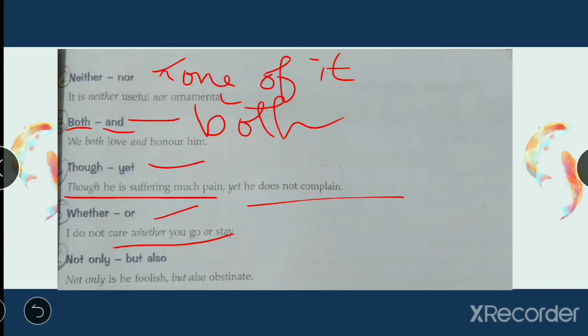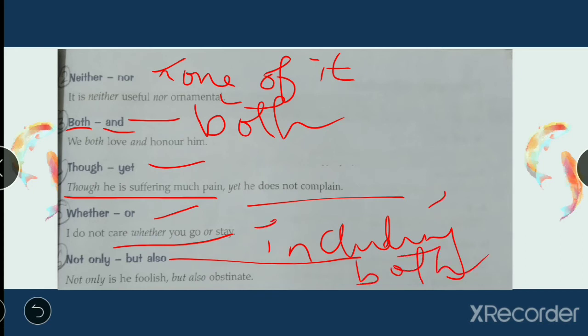Clear? Next, not only but also. Now, not only but also means you're including both. You're including both. How? Not only he is foolish but also obstinate. Not only he is foolish, वो दोनों है, foolish भी है और obstinate भी है. When you're including both, okay, that time you will use not only but also. Is it understood or not? Either or, neither nor, both and, though yet, whether or, not only but also. सिर्फ यही नहीं, ये भी है, ऐसा. Okay, so including both, not only but also.